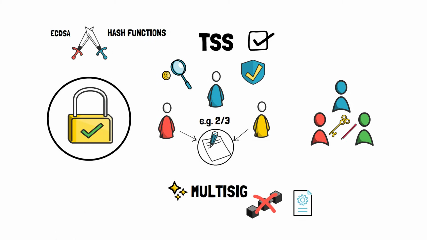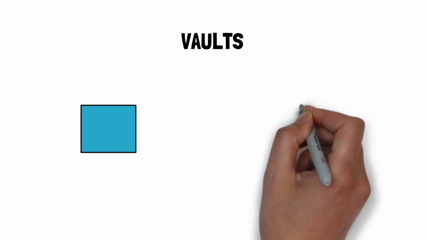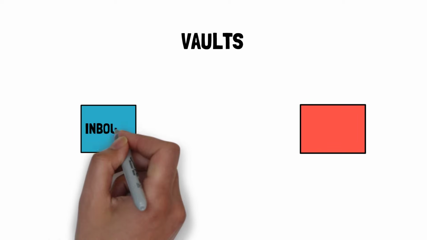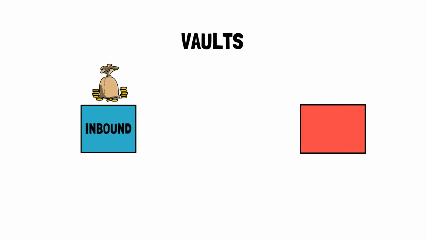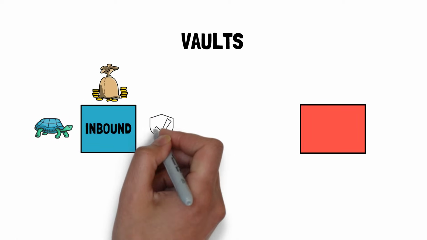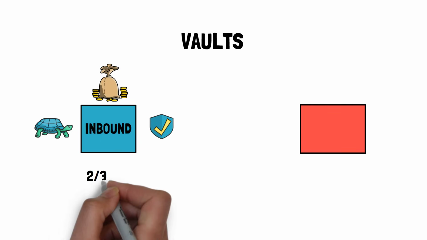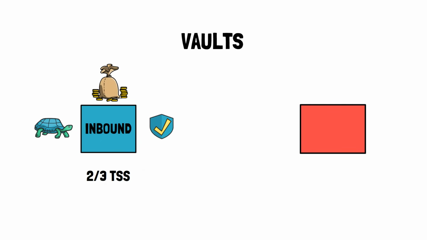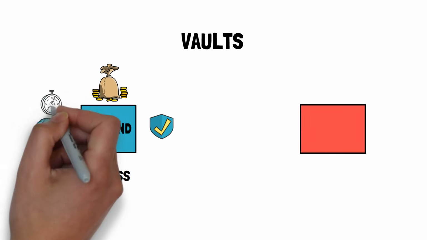Another interesting detail of Thorchain architecture is the way vaults operate. There are two types of vaults, inbound and outbound. Inbound vaults store most of the funds in the system. They are slower, but more secure, as they require 2/3 of all TSS signers to sign a transaction, which can take even up to 20 seconds.